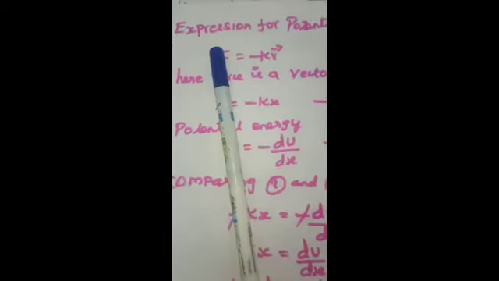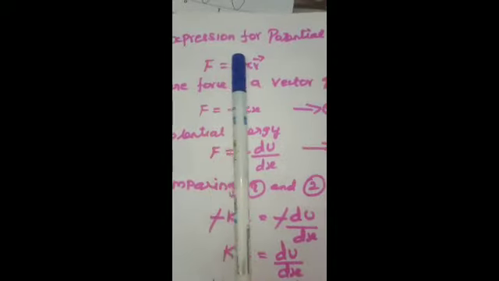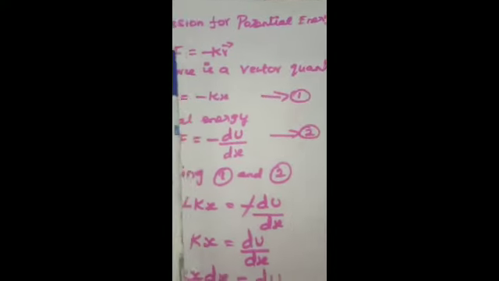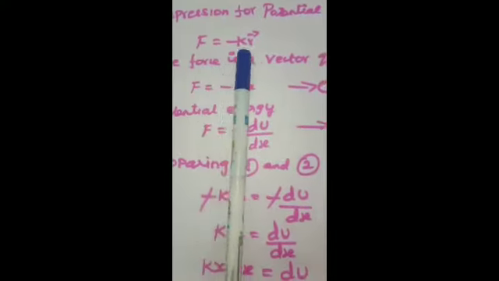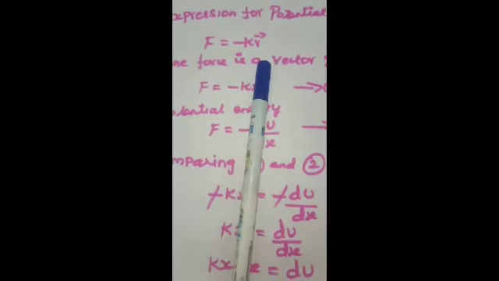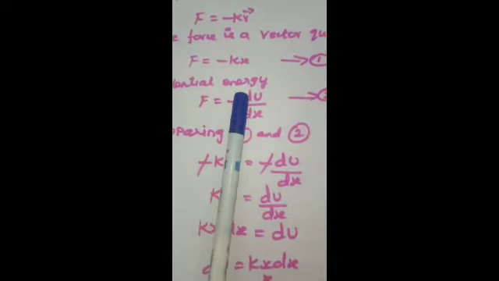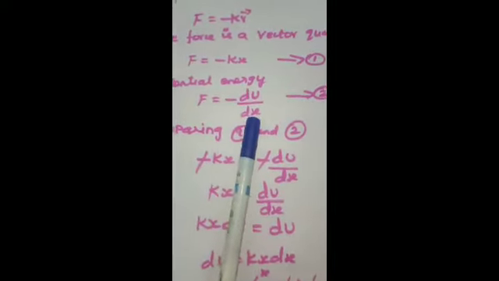That's all. The next topic, energy in simple harmonic motion. First, the expression for potential energy. So force is equal to minus kr, where r is a vector quantity. F is equal to minus kx. Potential energy: F is equal to minus dU by dx. It is a potential energy.